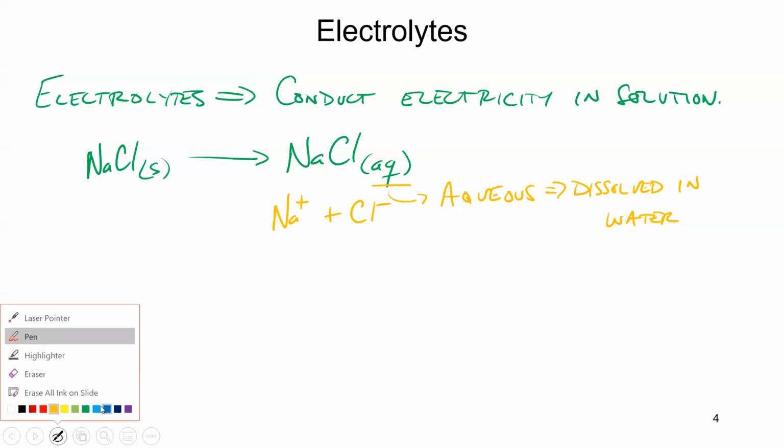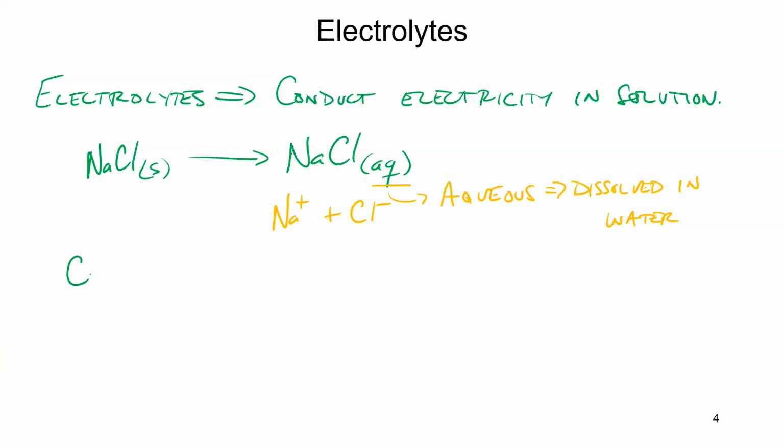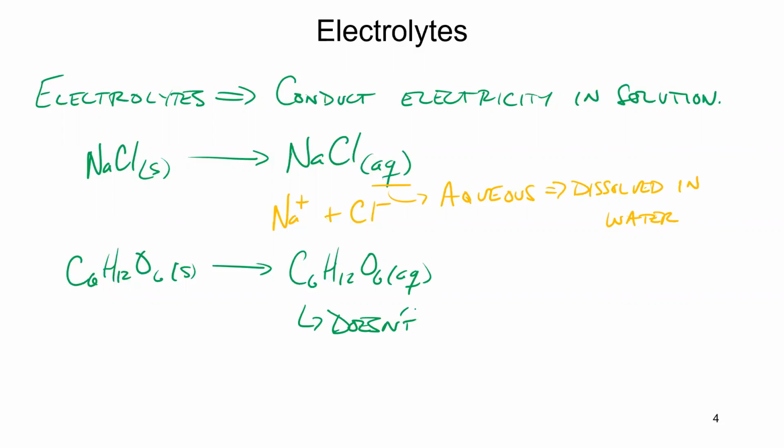If I put sugar, since that's my favorite molecule that's not water, C6H12O6, that's a solid before I put it in my tea. And so when I dissolve it, it's C6H12O6 (aq). Well, what happens to that C6H12O6, right? It's a molecular compound. It just stays that way, right? And so this doesn't dissociate. So it doesn't conduct electricity.